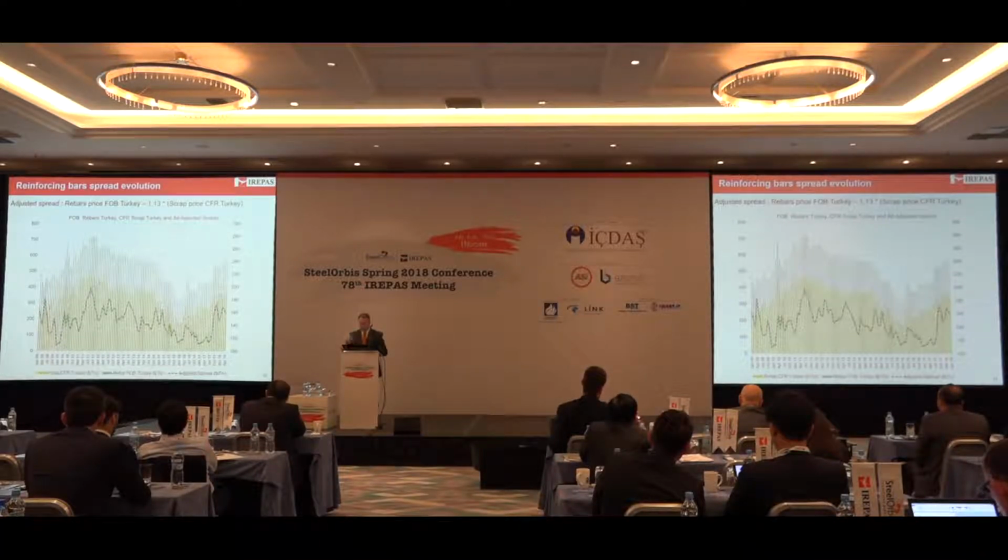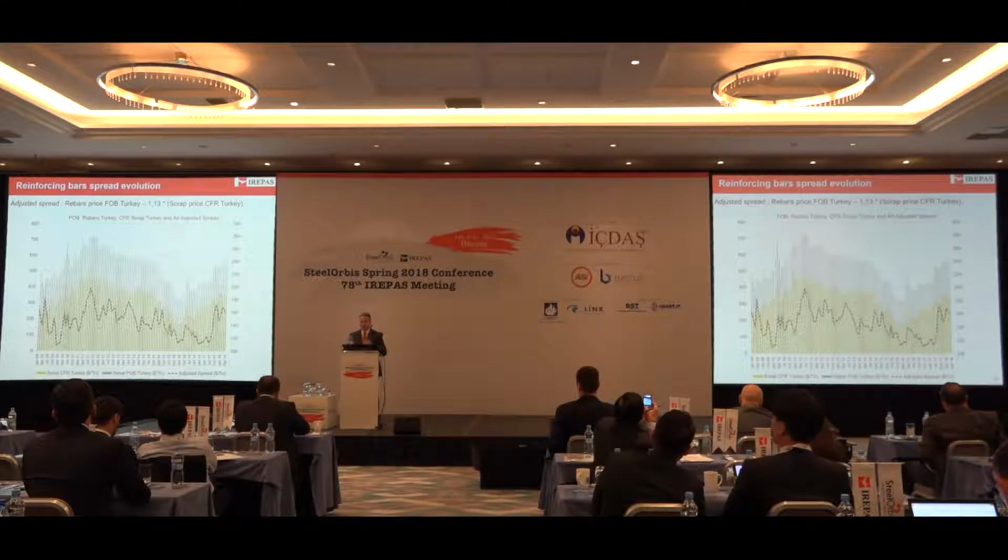But for me, it's more interesting to see the adjusted spread. This means the rebar's price minus total cost of scrap to produce 1 kilo of steel. Then we multiply the scrap by 1.13, which is the yield of the scrap, and then we obtain this adjusted spread that you can see on the screen.